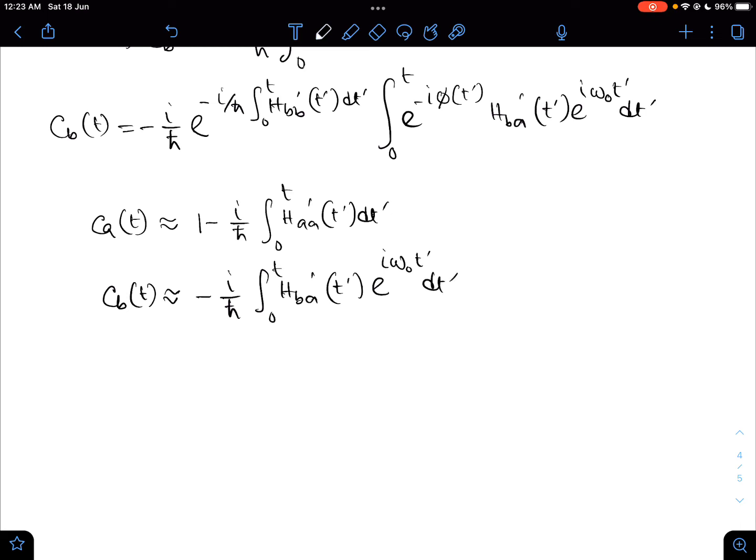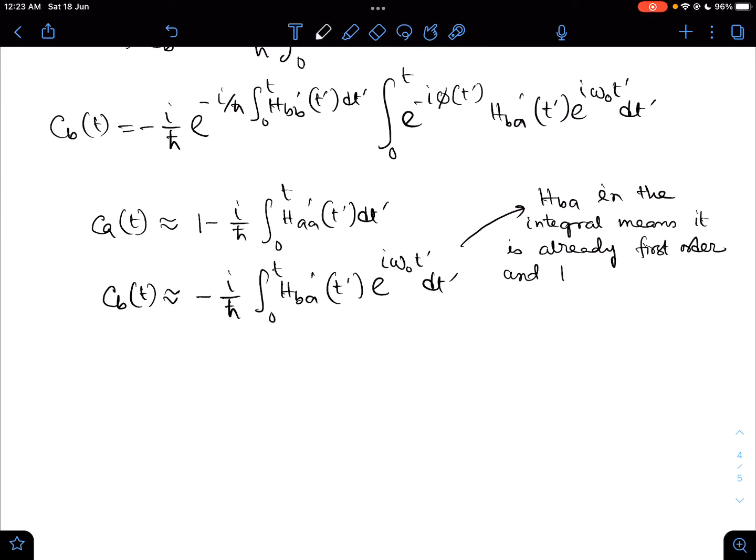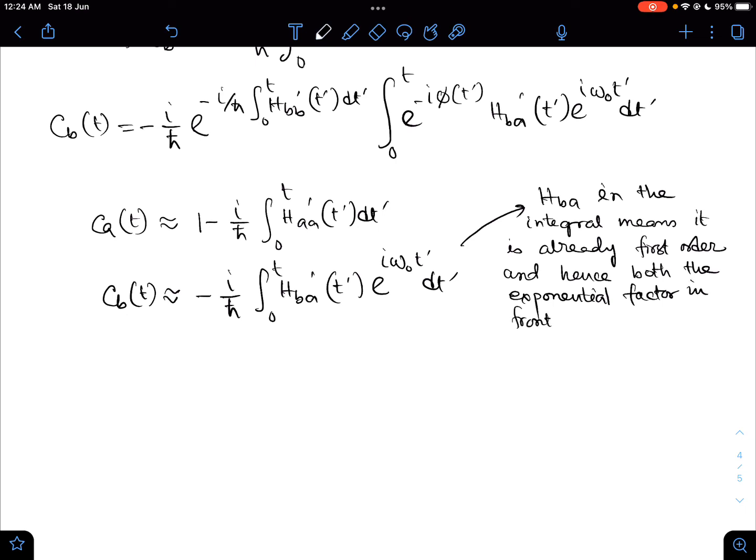So what we have done: here we notice that H_ba in the integral means it is already first order, and hence both the exponential factor in front and e^(-iφ) should be replaced by 1.